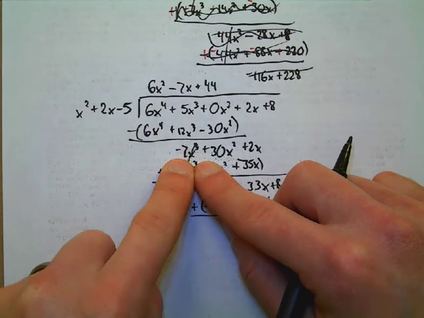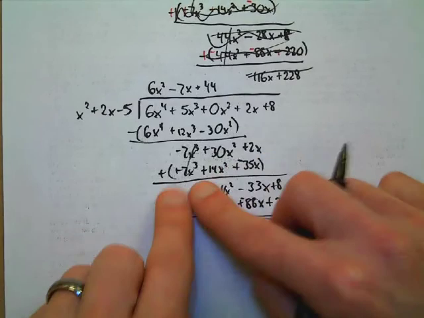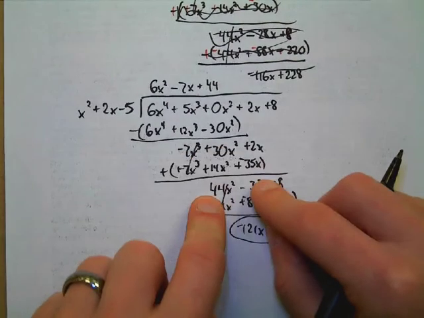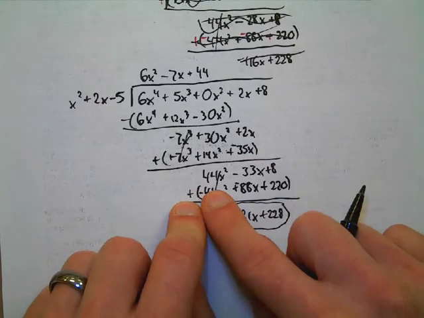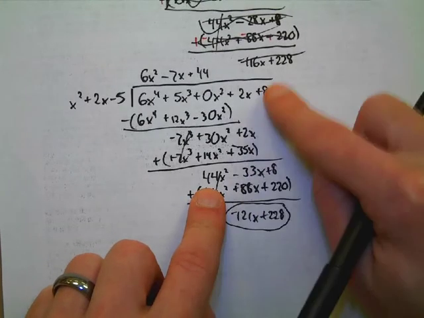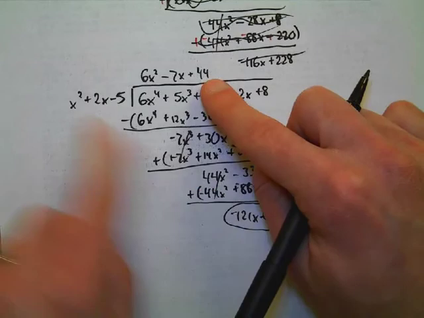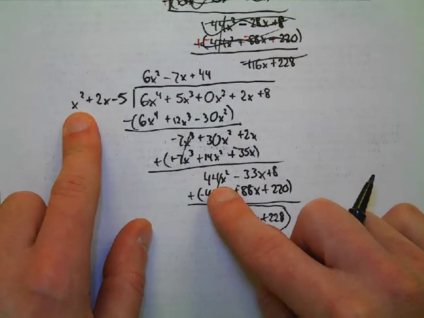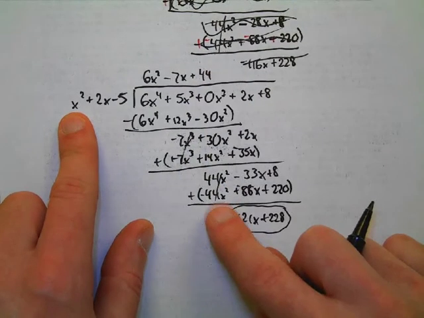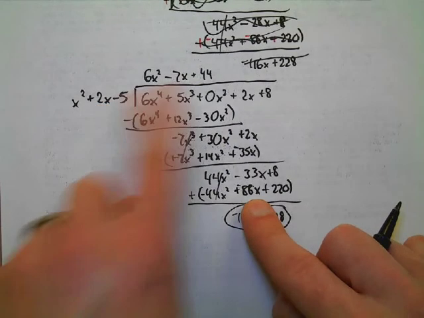And then again, you distribute to all the other two there. And you get these, subtract the quantity. And then you're left with a 44x squared minus a 33x, bring down the 8. What times x squared gives you 44x squared? So 44 times x squared, right? 44x squared. And then 44 times 2, 88. 44 times negative 5, negative 220.